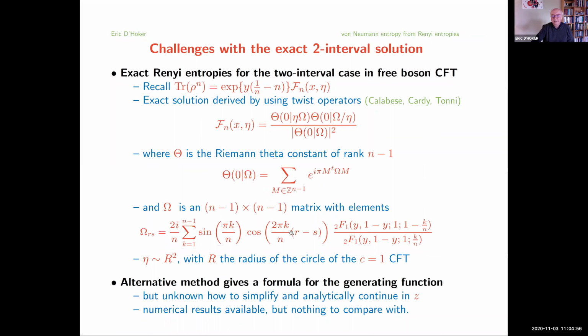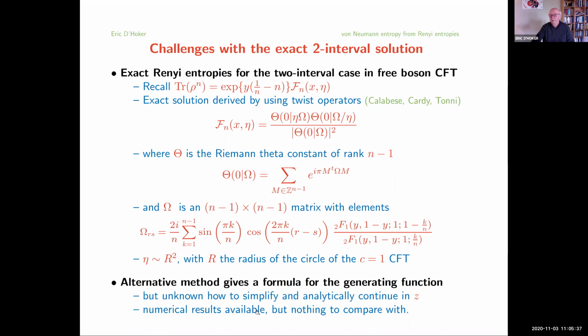Now, what is omega? Well, omega is an awful matrix. R and S run from 1 to n-1. You see these sines, these cosines, and some hypergeometric functions evaluated at k over n. And A is the compactification radius squared. Well, we wish we knew how to do this, but at this point, it is unknown. We can write down the generating function, of course, as we did before. But how does one simplify this as a function of Z so that we can see the analytic continuation?